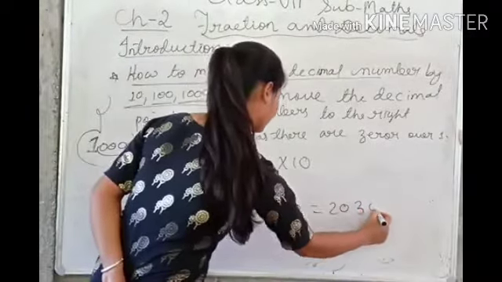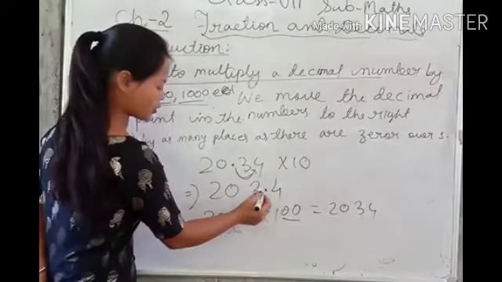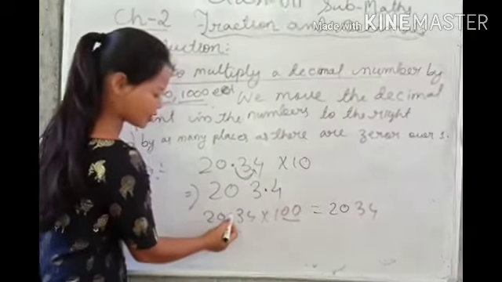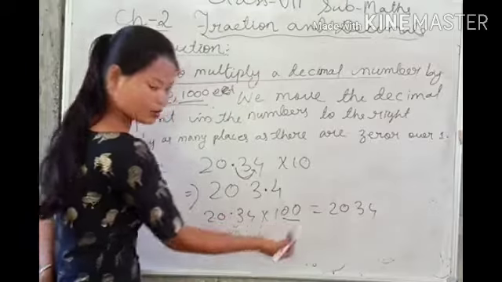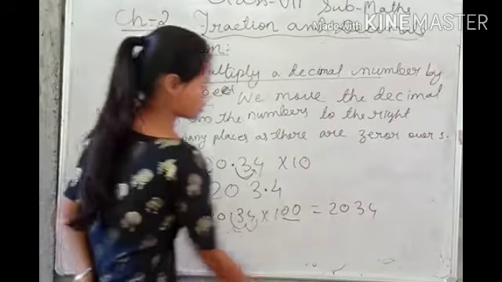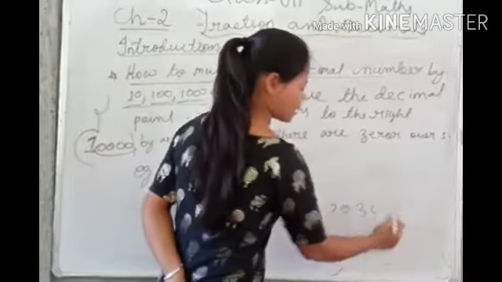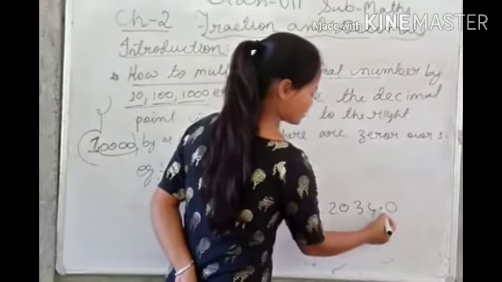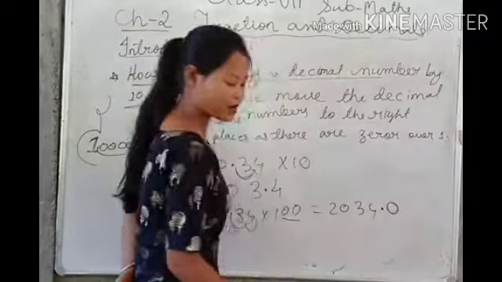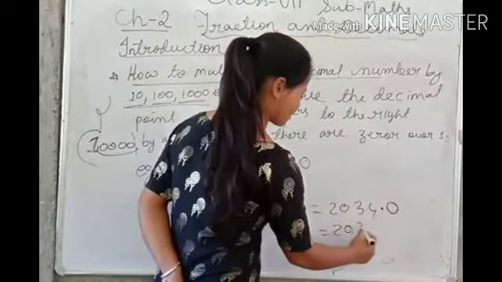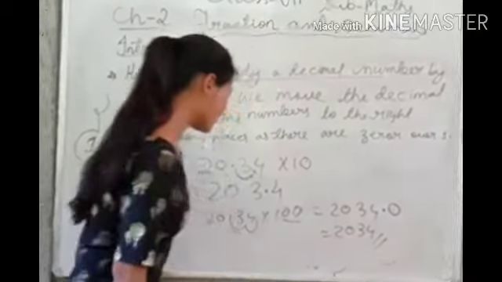23.4. Then where will be your point? This point will jump how many times? 2 times, isn't it? Because we have 2 zeros. So 1, 2. So this decimal will come here. So after the decimal, if there is no value, then we write 0. But if after the decimal there is only 1 zero, then we simply skip it and write only this much.